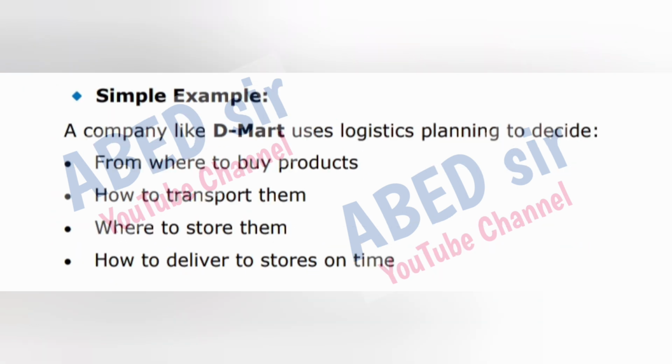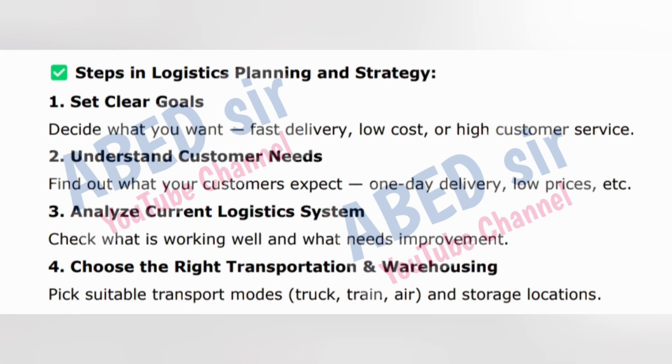Simple example. A company like DMart uses logistics planning to decide from where to buy products, how to transport them, where to store them, how to deliver to stores on time. Steps in logistics planning and strategy. 1. Set clear goals. Decide what you want: fast delivery, low cost, or high customer service. 2. Understand customer needs. Find out what your customers expect: one-day delivery, low prices, etc.